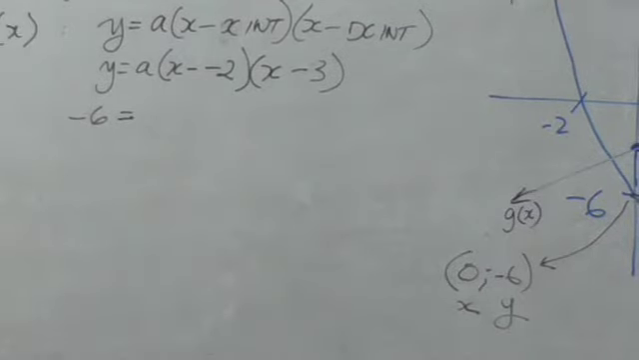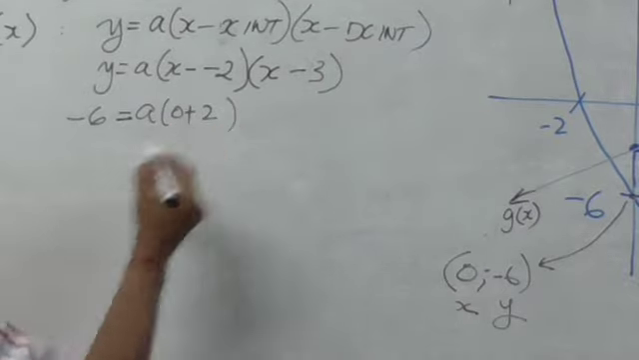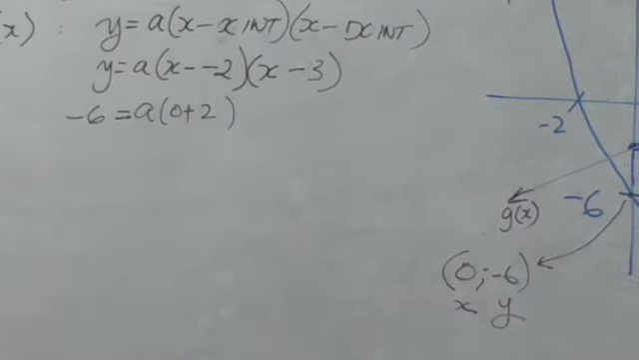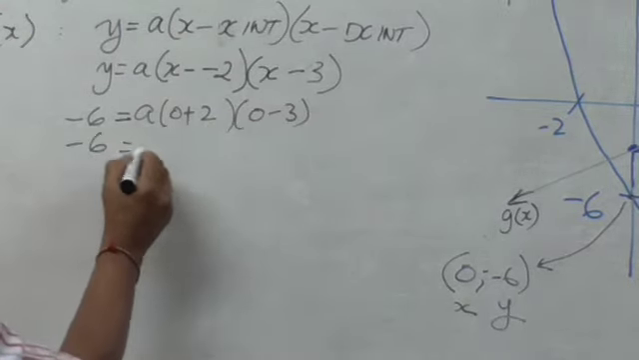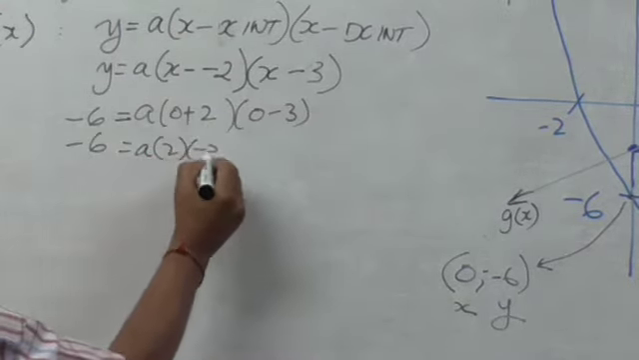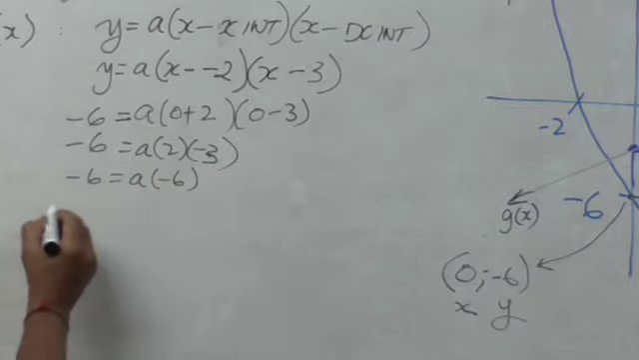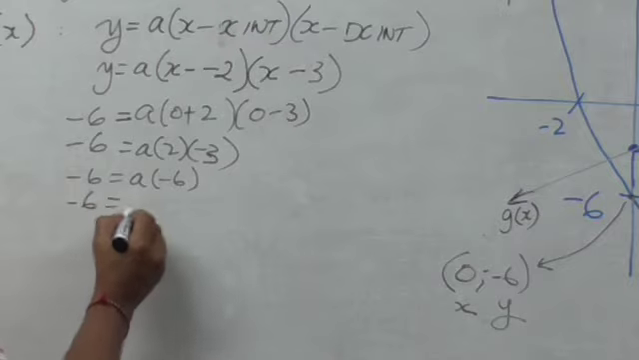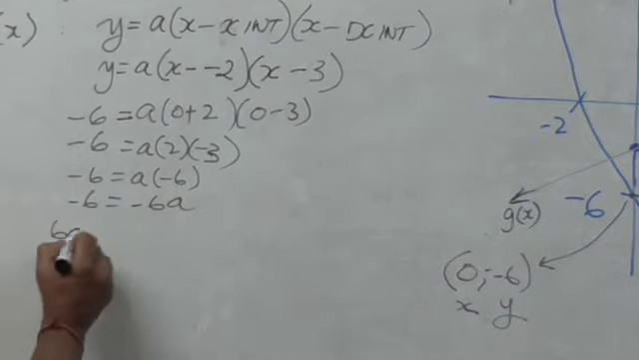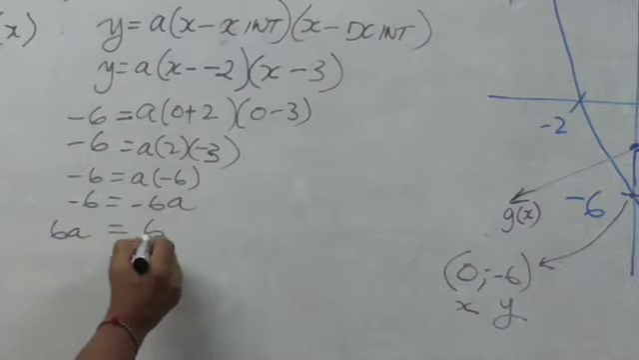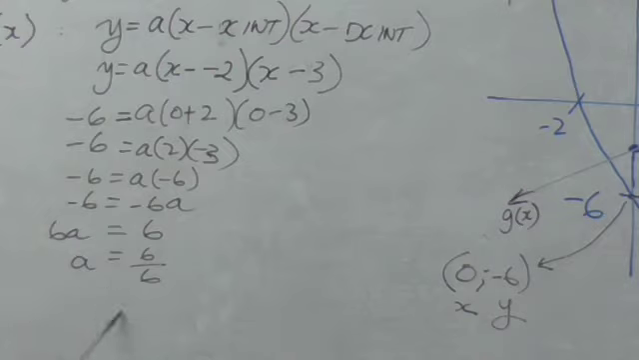And x is 0. So there's the a, 0 plus 2, minus times minus will be plus, 2 into 0 minus 3. Minus 6 is equal to a into 2 into minus 3. Minus 6 is equal to a into minus 6. Now, minus 6 is equal to minus 6a. If I bring that on this side, it will become 6a. If I take that there, it will become 6. a is equal to 6 over 6, which is 1.